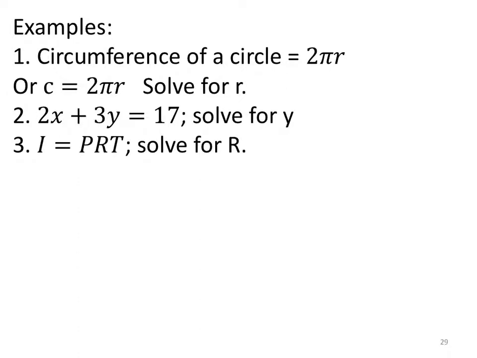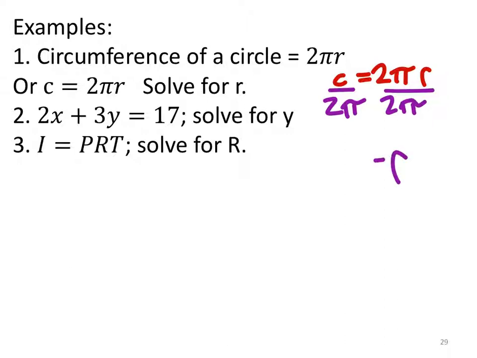So we've got these three equations. The circumference of a circle is 2 pi times the radius, so C equals 2 pi r. Solve for r. We'll do number 1 up here. I've got circumference equals 2 times pi times the radius. Now I've got 2 pi of these radiuses, so I'm going to divide both sides by that 2 pi to make it a 1.